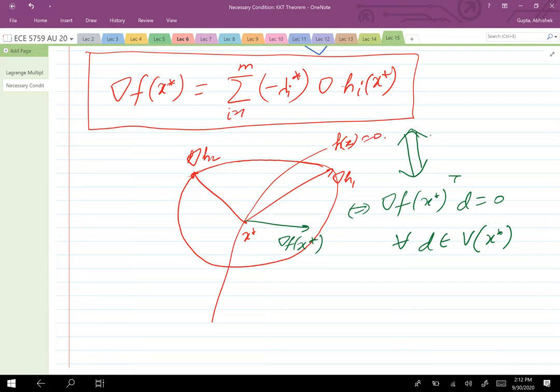Any question on this result? We will go over the proof in the next class, but today I want to cover the necessary condition and sufficient condition.